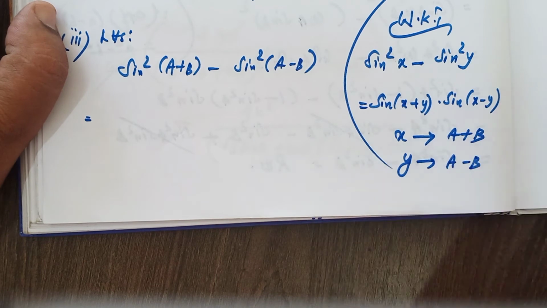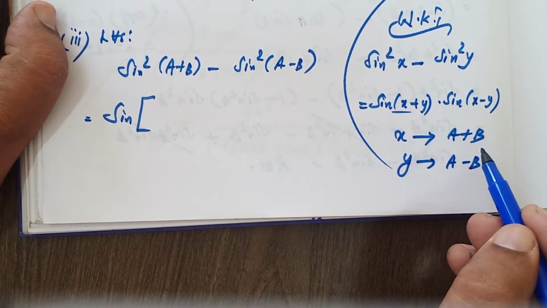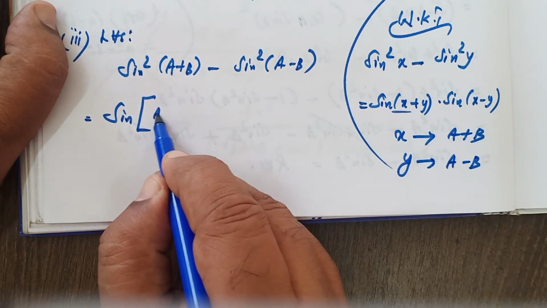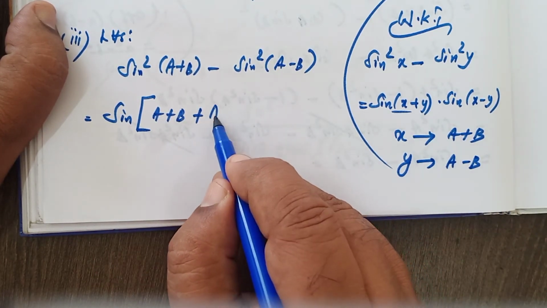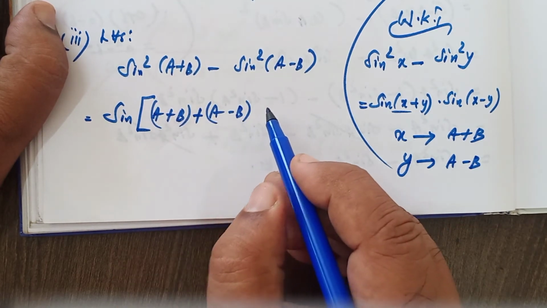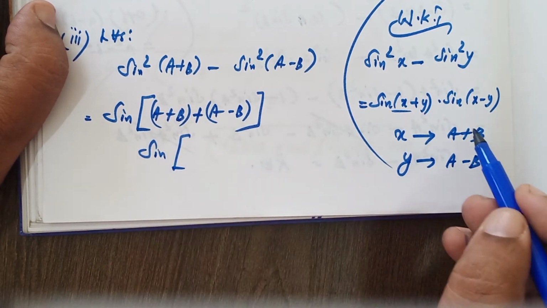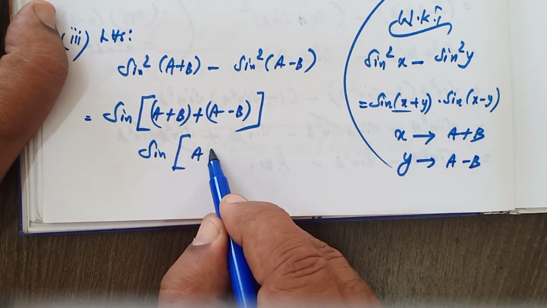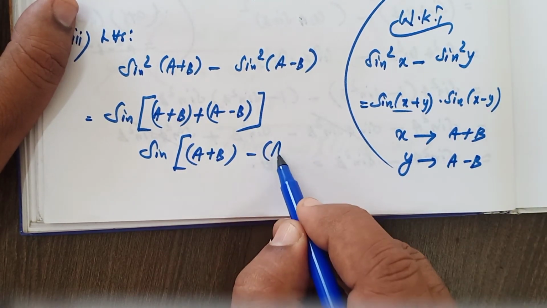Substitute over here. Sin of x plus y, x that is a plus b, plus y that is a minus b. Again sin of x minus y, x that is a plus b, minus y that is a minus b.